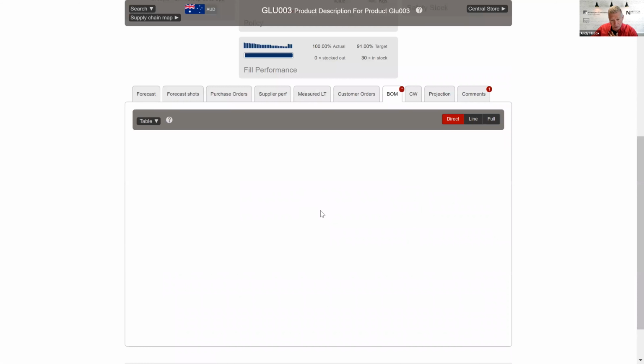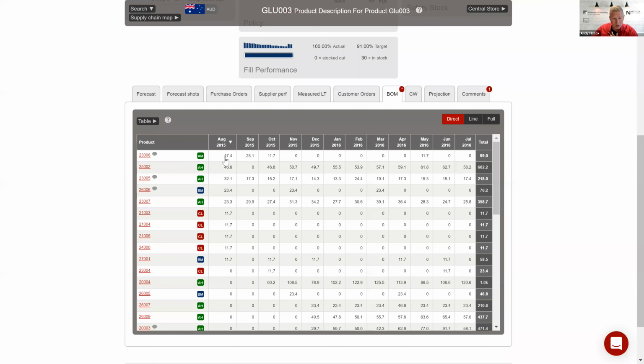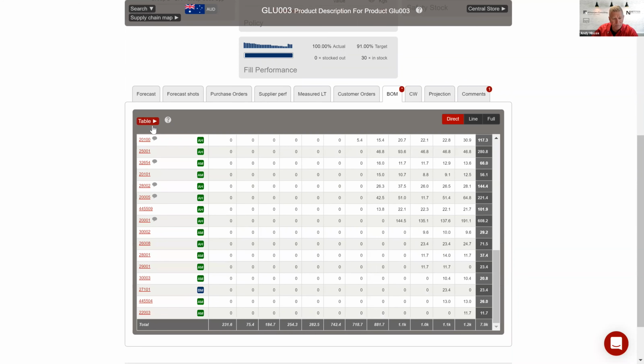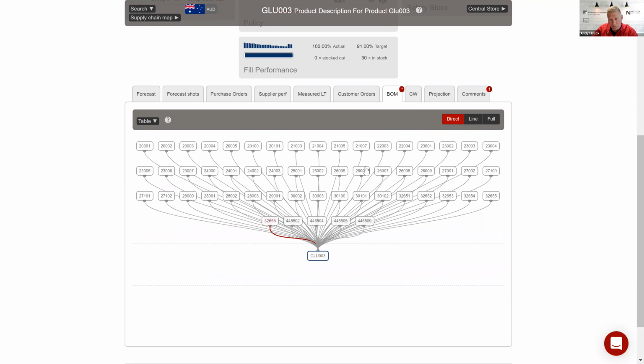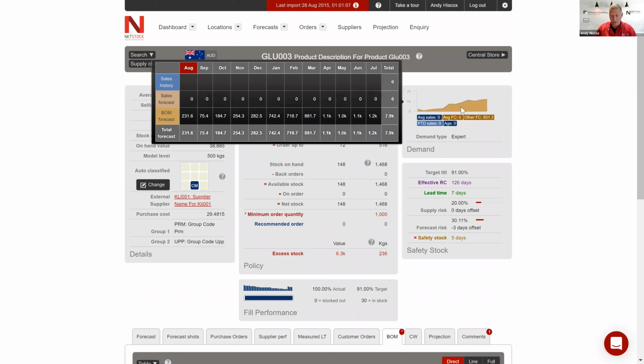And here we can see glue goes into a variety of different finished goods. And if we click on the table, we can actually see the demand that's being generated from the manufactured items. We need to make 4,100 of product 23006. Based on the ratio of glue, I need 47.4 grams of glue. So it obviously computes that for everything that glue is being consumed into, and then sums that up into a total. So now we've actually covered all the various demand streams.